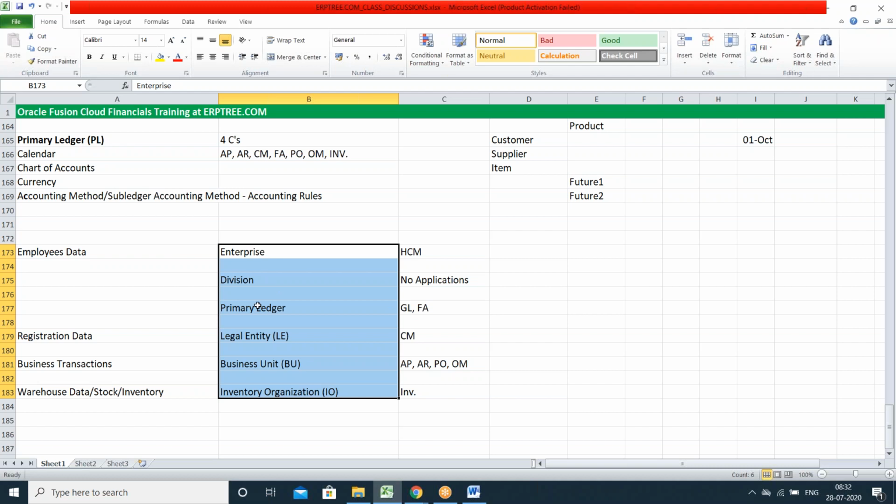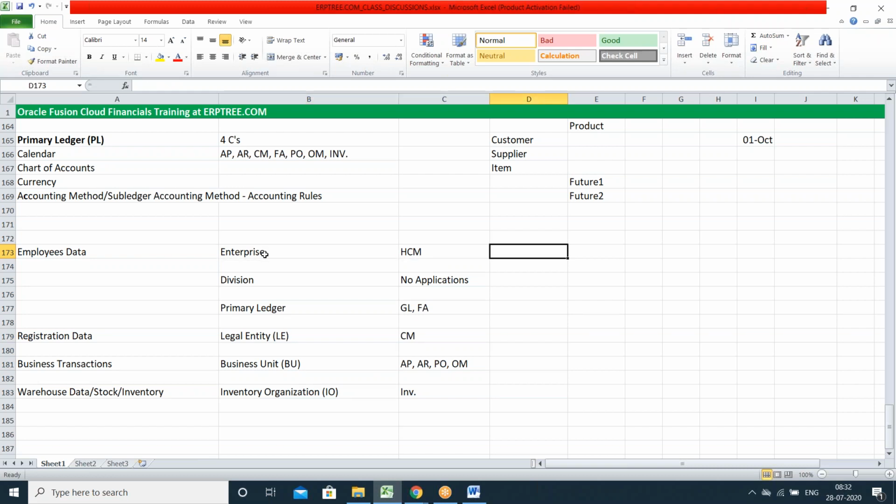Now let's talk on this point. If you are going to do the implementation for any company, how many enterprises do you have to create? You are doing the implementation for one company, how many enterprises do you have to create? When you do the implementation for one company, it means only one client.